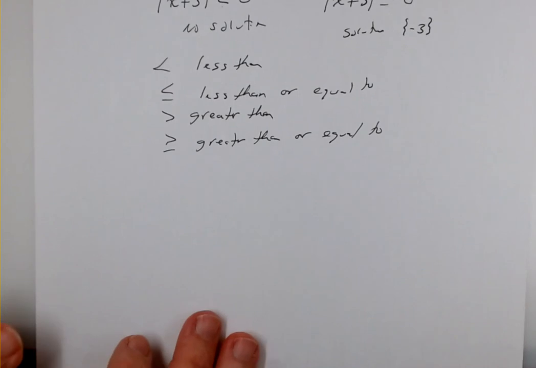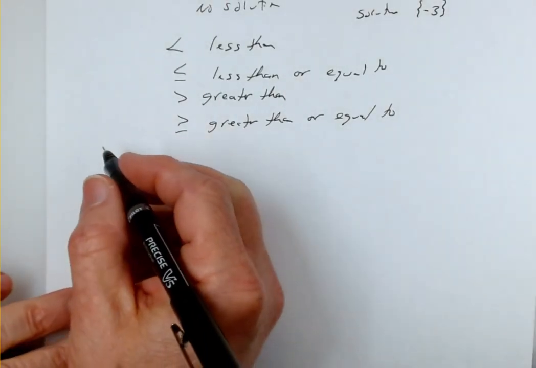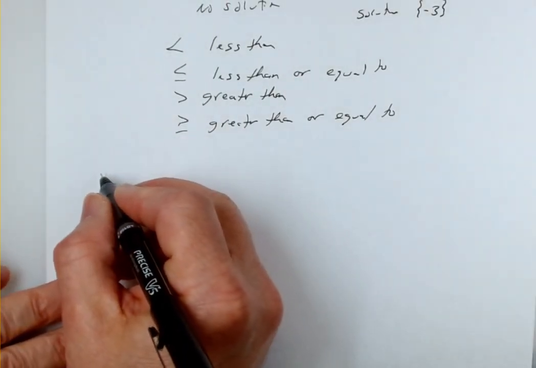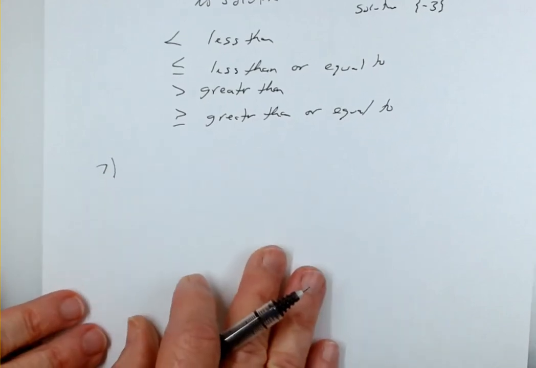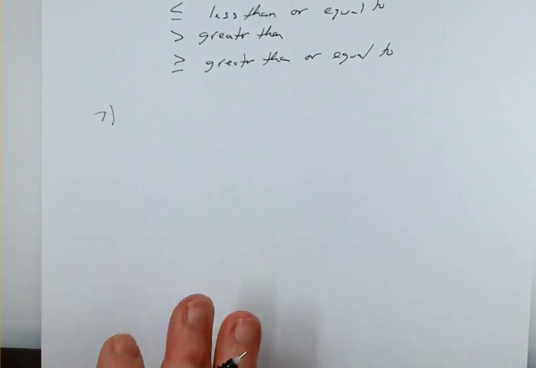All right, we're going to do one more with absolute value inequality, and then we're going to leave at 7 because I have to make sure all those things are shut down. All right, 7. Let's say we had this.